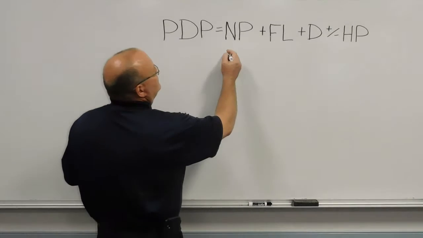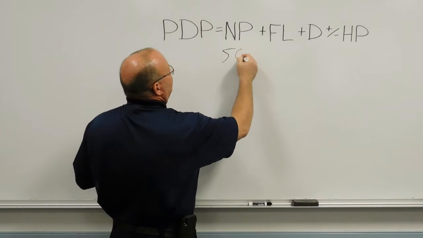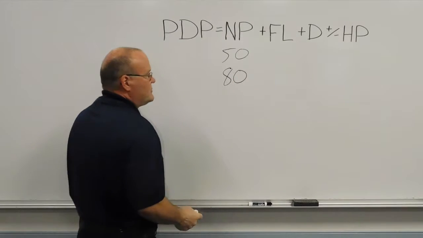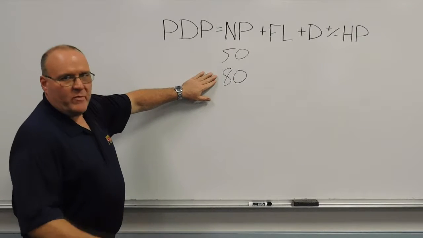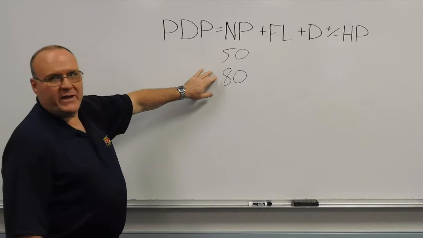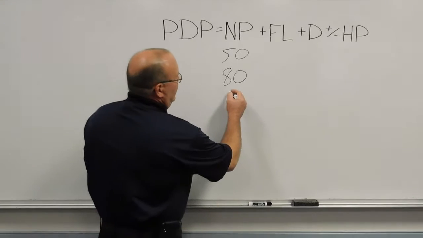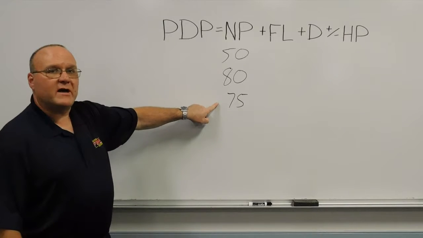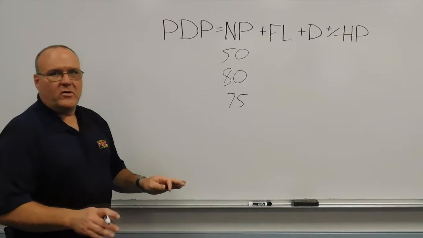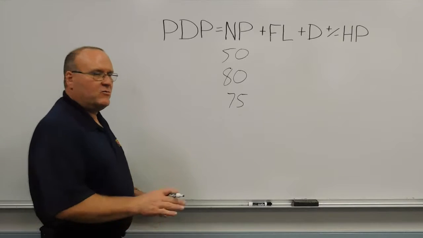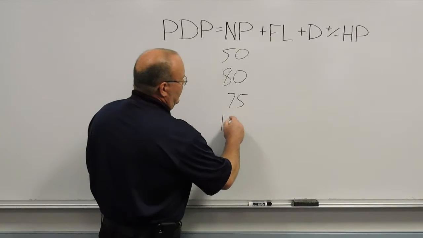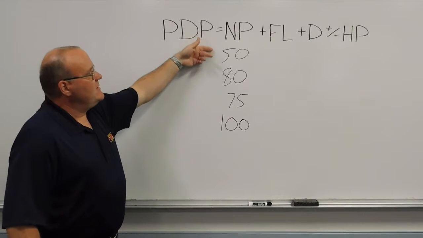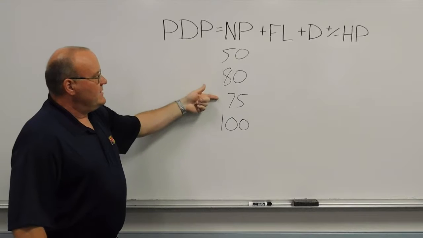Those would be, if we had a solid stream hand line, 50 pounds. If we had a solid stream master stream, such as a portable monitor or a deck gun, it would be 80 pounds if they had a stack tip. If we had low pressure fog nozzles on our hand lines, that number will be 75. And any other fog nozzle, automatic nozzle, whether it's a hand line or master stream, we would flow at 100 pounds. So nozzle pressure for an attack engine is one of those four numbers: 50, 80, 75, or 100.